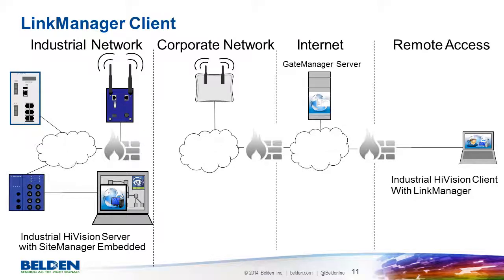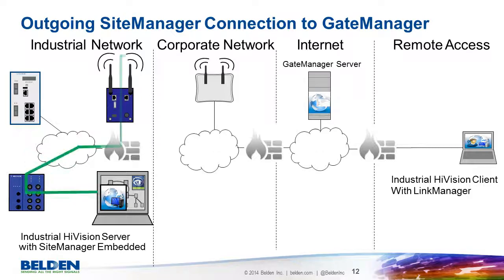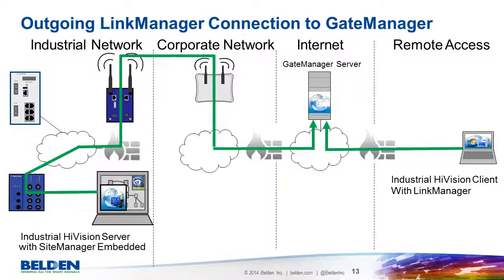Now you need to install the LinkManager software on the Industrial HiVision client. Once again, configuring the LinkManager software is simple. You just enter your login credentials and you're ready to make a connection to the Gate Manager. Now we're good to go. The Site Manager on the Industrial HiVision server will make an outgoing connection to the Gate Manager server. The network administrator brings up a LinkManager connection to the Gate Manager on demand.